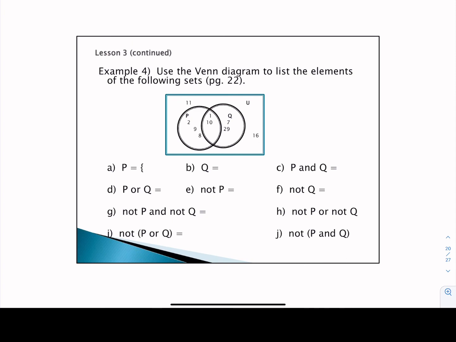If it's easier for you to continue working in your workbook, we're going to take a look at page 22. So you have another Venn diagram. We see that there's a universal set U, and then there are 2 subsets that we call P and Q. So they're overlapping. What we want to do is answer all of the questions that follow here.